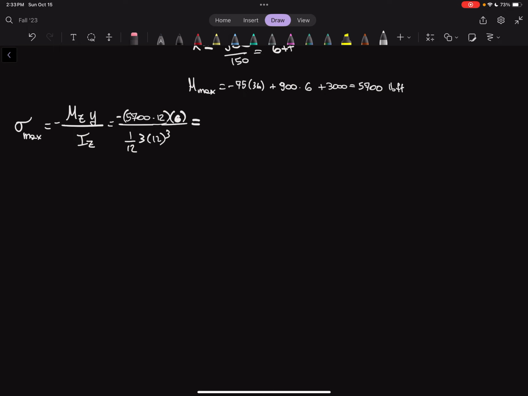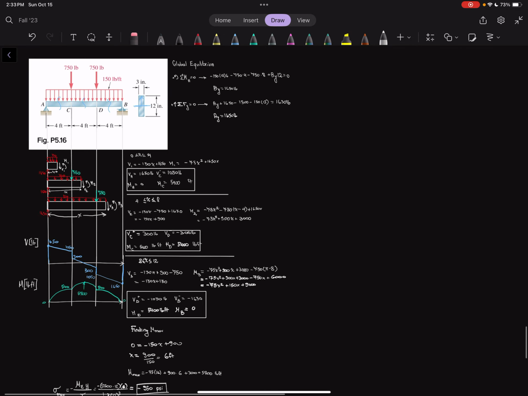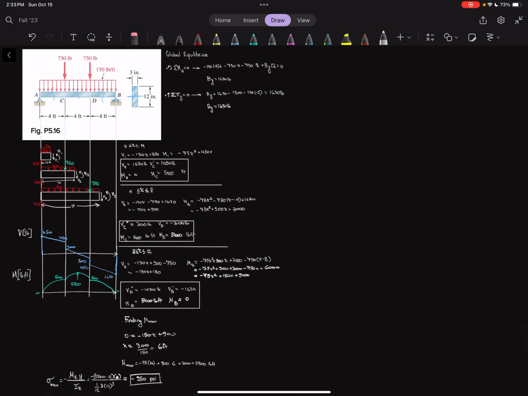So what is that going to be? Minus 5,700 times 12 times 6, all of it divided by 3 times 12 squared. Minus 950 pounds over inches squared, which is PSI. Woo, we got this. I hope this was useful for you, and I will see you next time. So again, the mistake I made is I forgot to put the reaction force 1,650 at A. So don't do that.